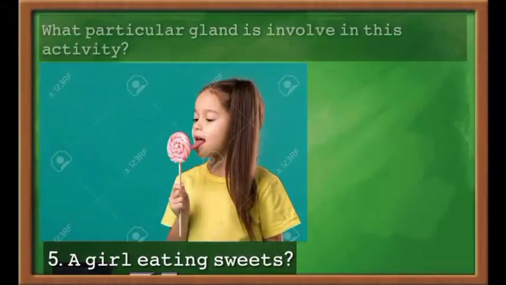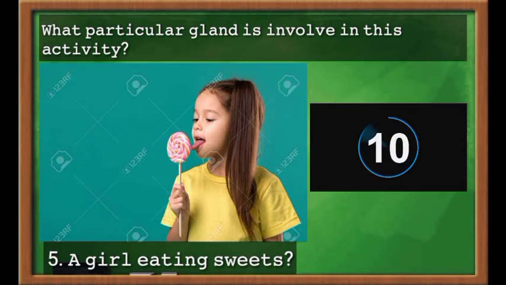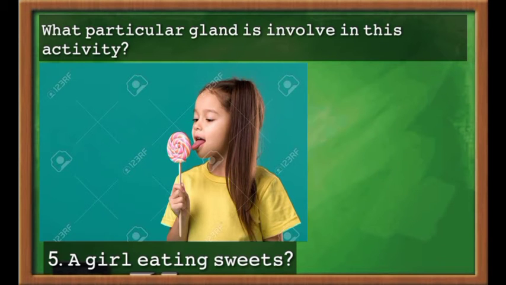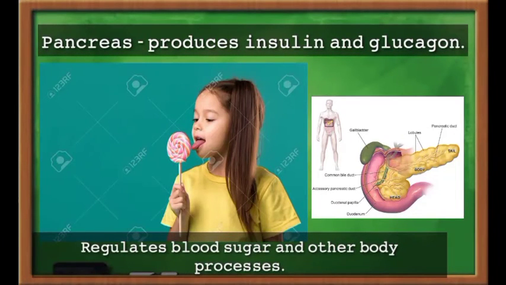And last, a girl eating sweets. What particular gland is involved in this activity? If your answer is pancreas, you got it right. Pancreas produces insulin and glucagon, which regulates blood sugar.